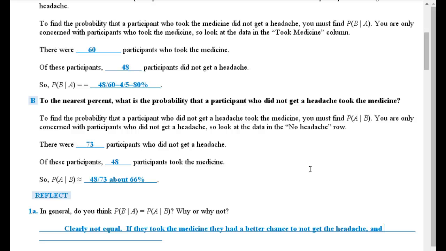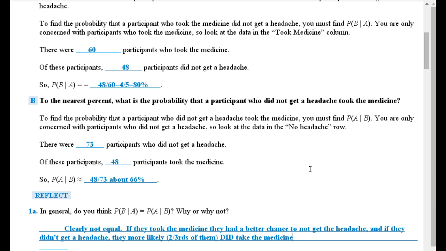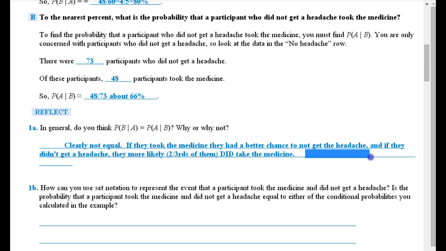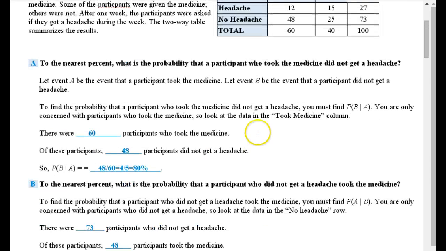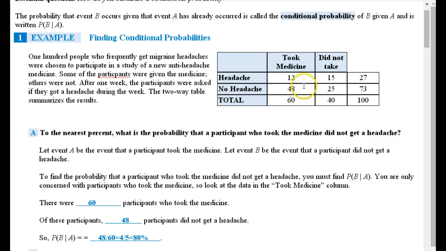So we would add that in, and if they didn't get a headache, we'd say 2/3 of them did take the medicine. So what would this lead us to think? It would lead us to think that maybe the medicine was effective, right? Maybe we had some effective medicine because, look at the probability: it was much more likely that if they got a headache, they did not take the medicine, and it is more likely that if they did not get the headache, they did take the medicine.